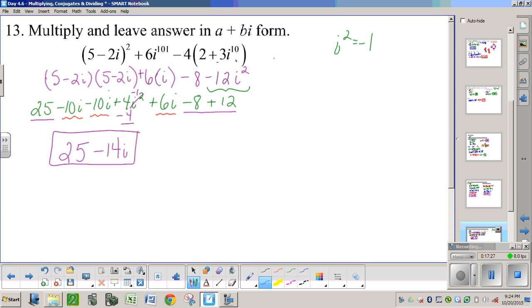Okay, so that was just a matter of simplifying every little thing along the way, multiplying out everything carefully, and replacing my i squareds with negative 1s.